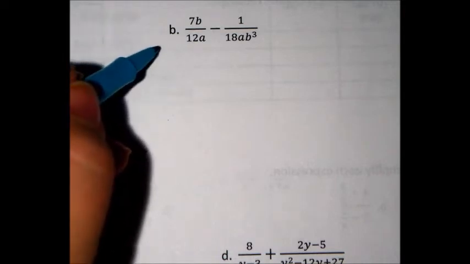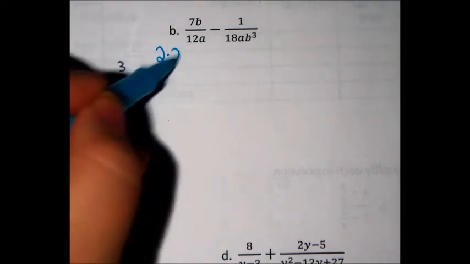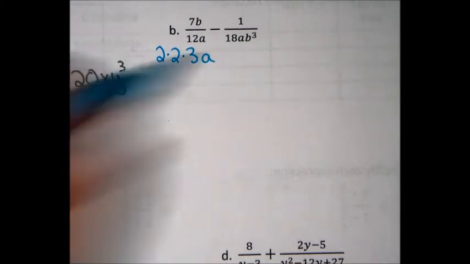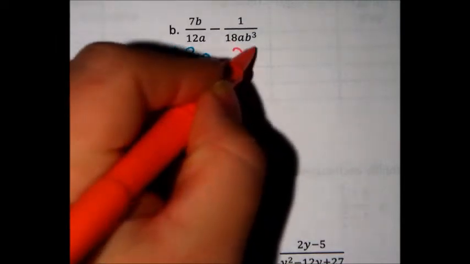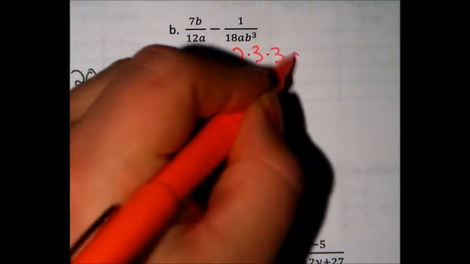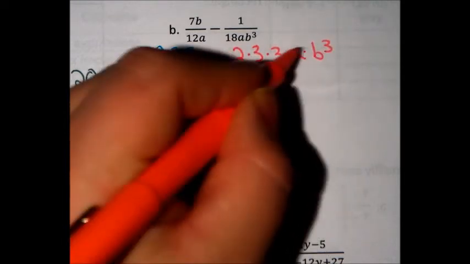Let's take a look at B. All right, for B, I need to first find my LCD. That means that I need to factor out each of these. So 12, if you did a factor tree, you would get that there are 2 2s and a 3 and 1 A. For the 18, work out your factor tree. And I get that there's 2 3s, an A, and 3 Bs.